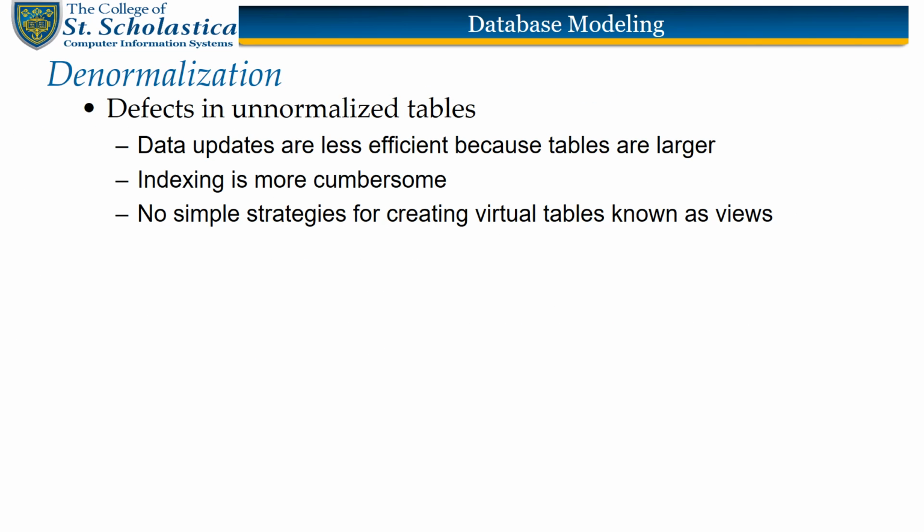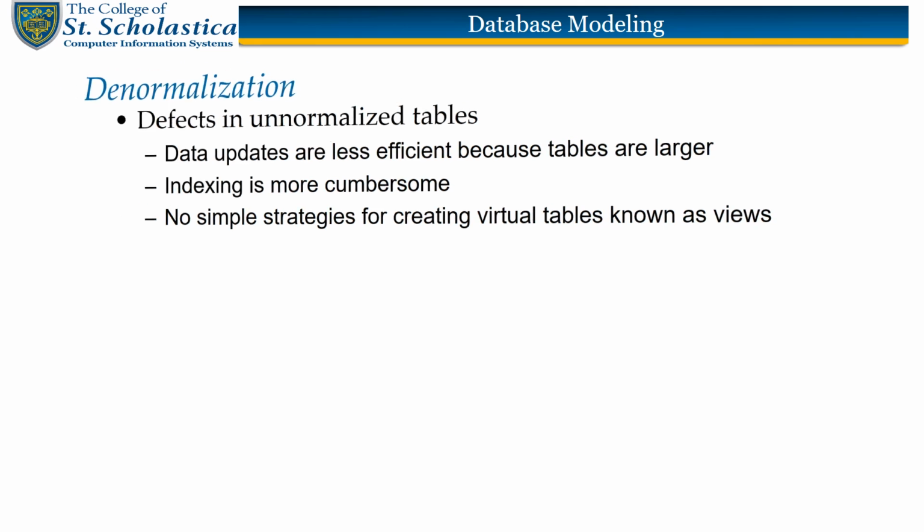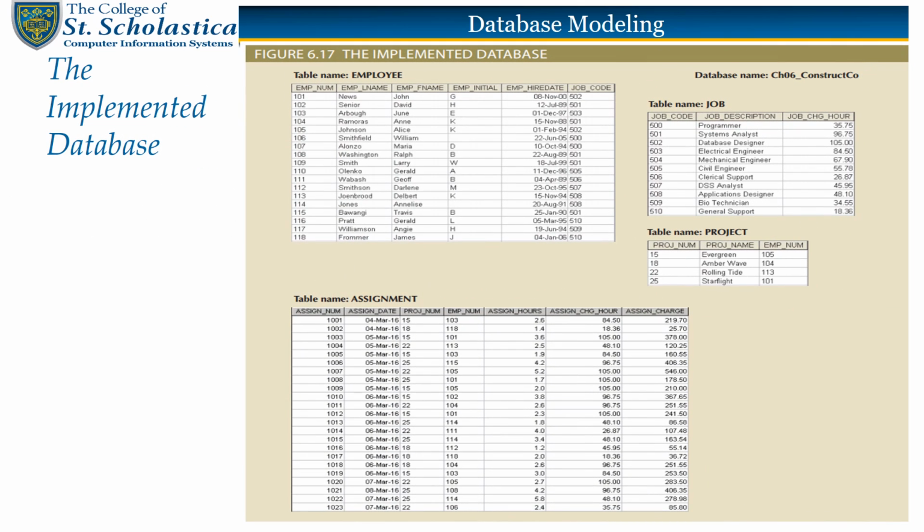The defects in denormalized tables are found in data updates that are less efficient because tables are larger. Indexing often becomes more cumbersome, as well as the strategies for creating virtual tables, known as views. The problem with denormalized relations and redundant data is that data integrity could become compromised due to the possibility of insert, update, and deletion anomalies. The advice is simple: use common sense during the normalization process. Furthermore, the database design process could, in some cases, introduce some small degree of redundant data in the model, as seen in the implemented database here in Figure 6.17. This, in effect, creates denormalized relations.